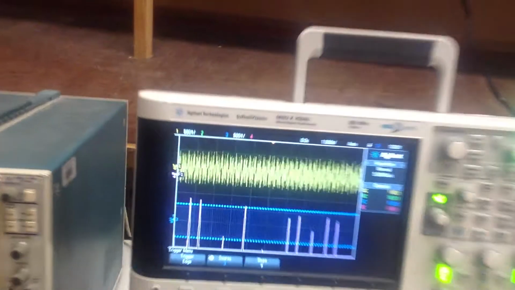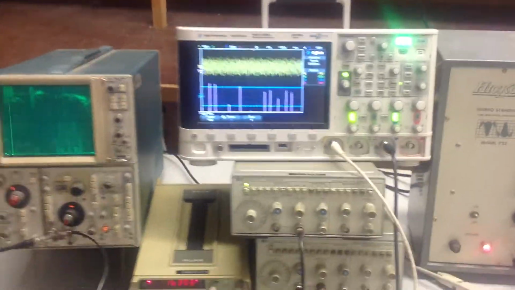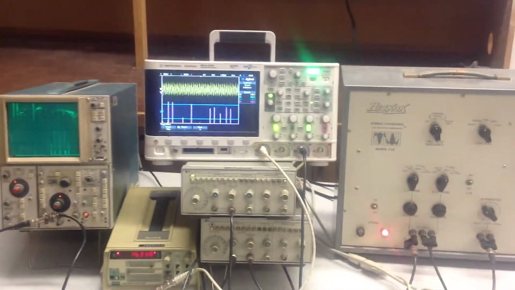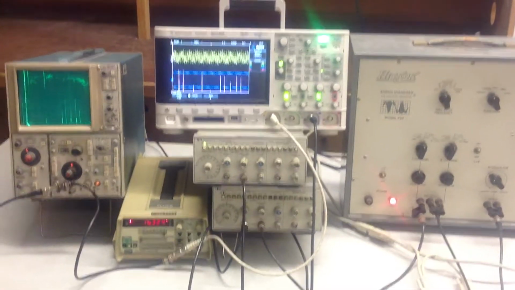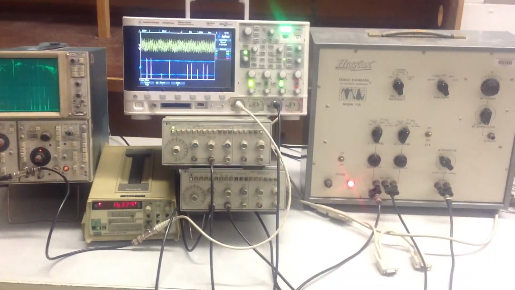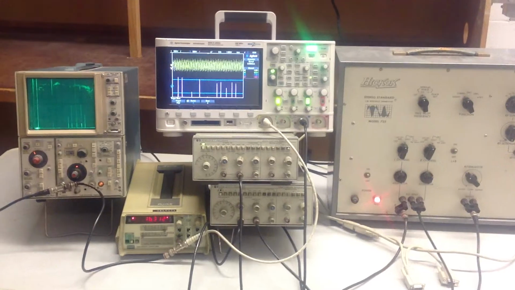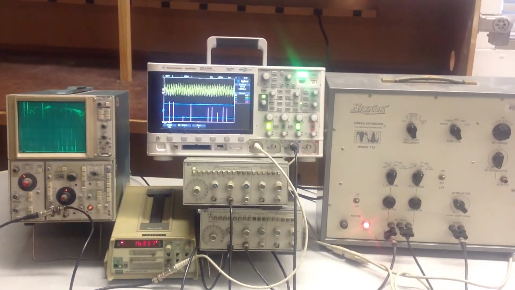So that is FM stereo multiplexing, developed back in the 1930s and 40s. Very smart engineers put that system together. It's been in place for now over 70 years and working fine.